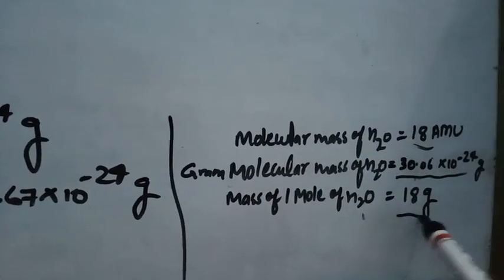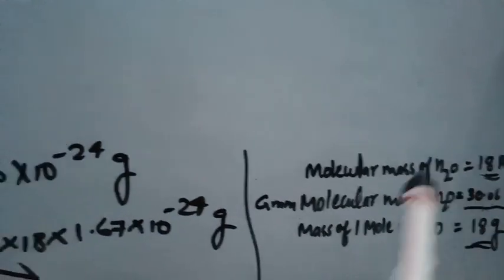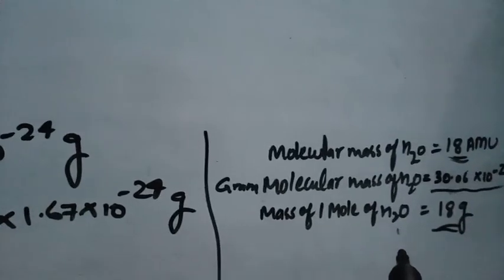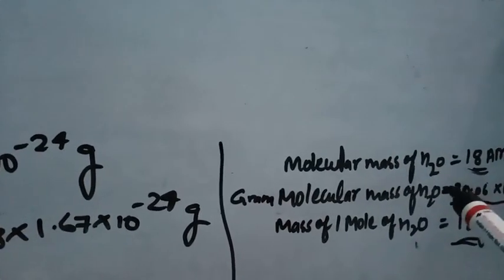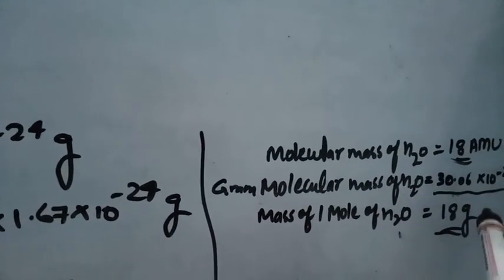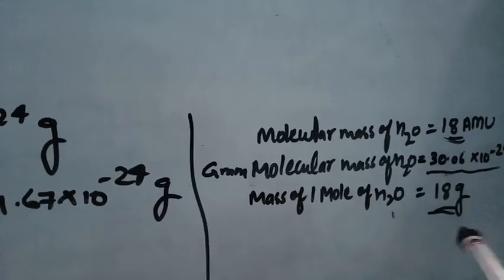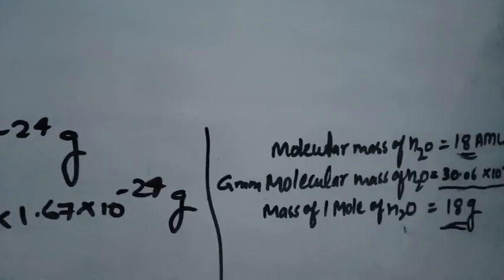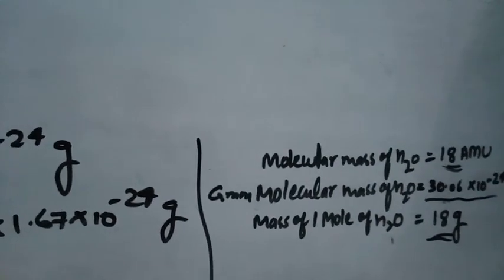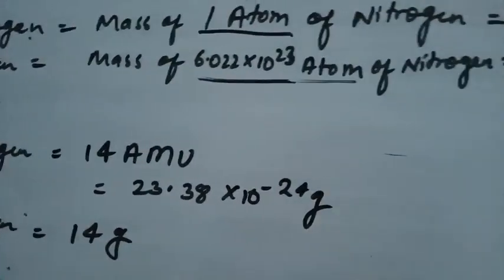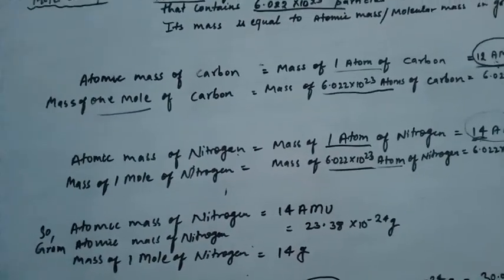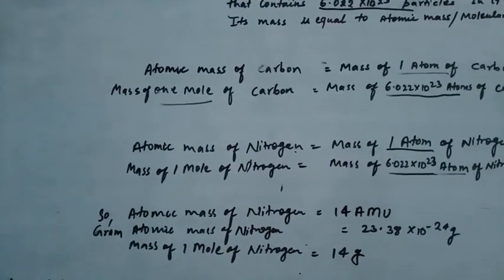So you can see here, this is the trick. Whenever you have to calculate the mass of 1 mole of water, you can just take the value of the molecular mass of that compound or element and change the unit to gram. Then you will get the mass of 1 mole of any element, and also the mass of 1 mole of any compound. There are many more things which you have to study in this concept, that we will do in our next class.